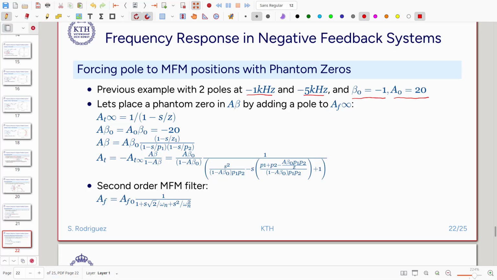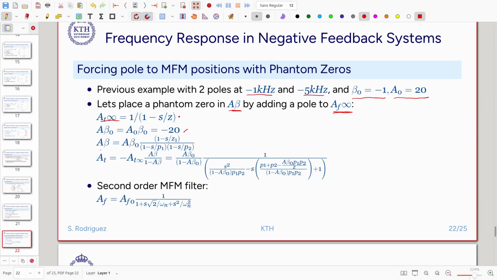And now we are going to place a phantom zero in A beta by adding a pole to the transfer function. Okay, so the asymptotic gain, we add the pole to the asymptotic gain. The asymptotic gain will look like this. A beta null, the low frequency loop gain, has not changed, it's the same.